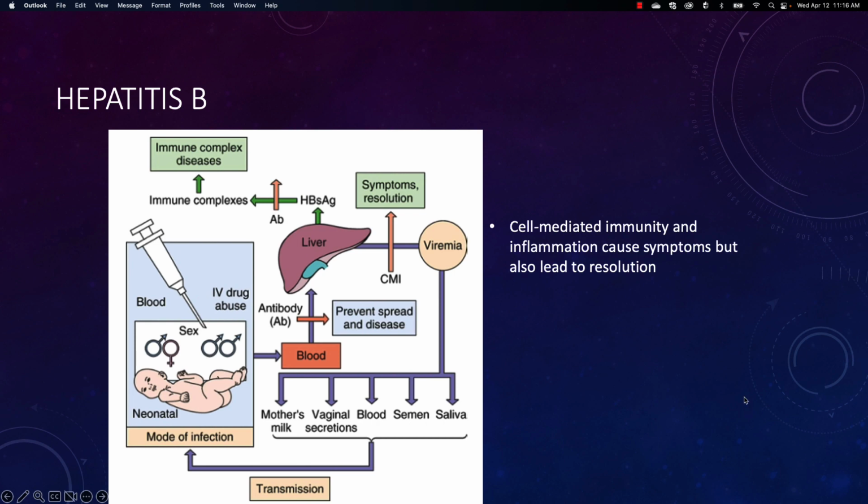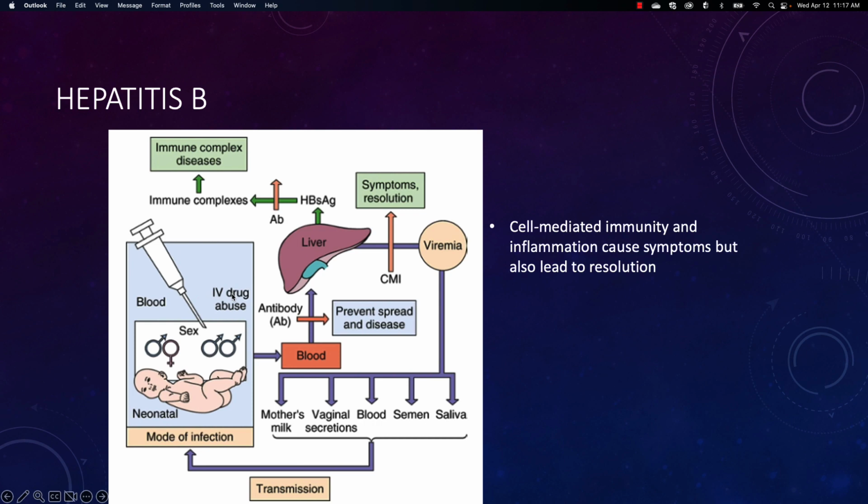So as I mentioned with the immunopathogenesis, the cell-mediated immunity can cause symptoms, but is also very important for resolution of the disease. And that's what we're showing here. Cell-mediated immunity causes symptoms, but also leads to a resolution. And then here we're looking at how the disease is spread: breast milk, vaginal secretions, blood, semen, saliva. So you can see sexually transmitted, as a bloodborne pathogen, to a neonate, through sex, IV drug use, and so on. So there are a lot of ways that patients can get this infection.